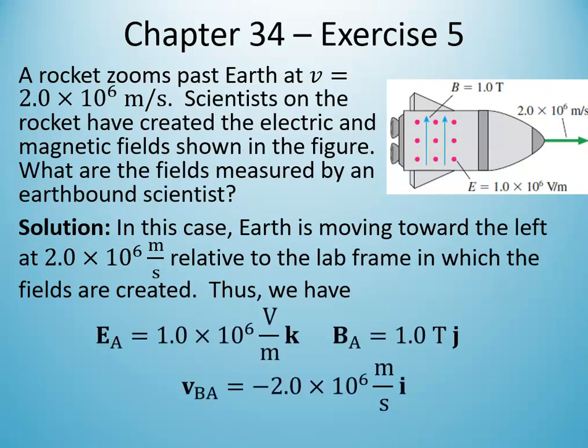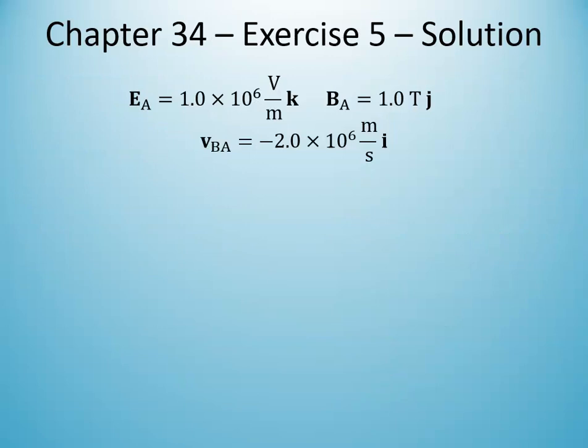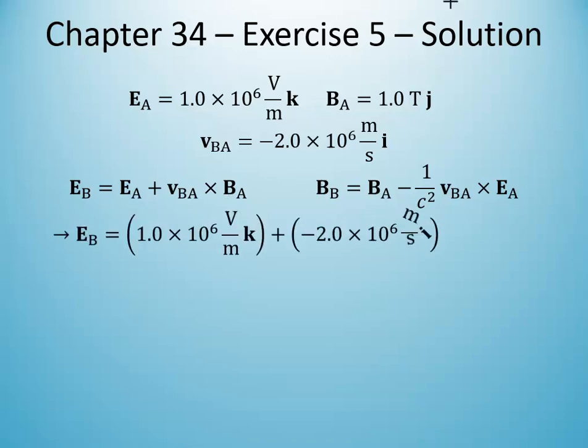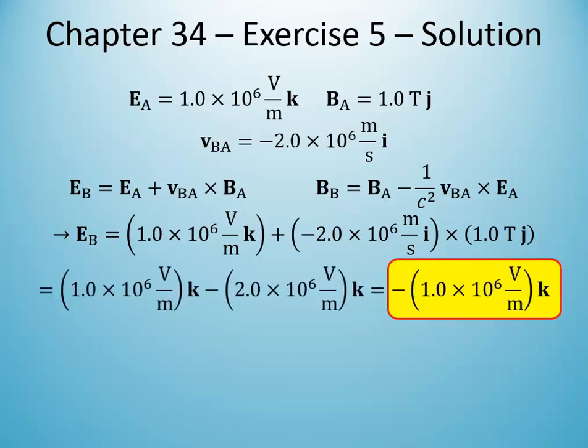So we have the electric field and magnetic field measured, and the velocity of the Earth according to the rocket is negative 2 times 10 to the 6th meters per second I hat. So here we go, and we have the same equations as we've been dealing with so far. So to figure out the electric field according to Earth, we have this result. Plug in our numbers, and we get -1 × 10⁶ volts per meter in the k direction.